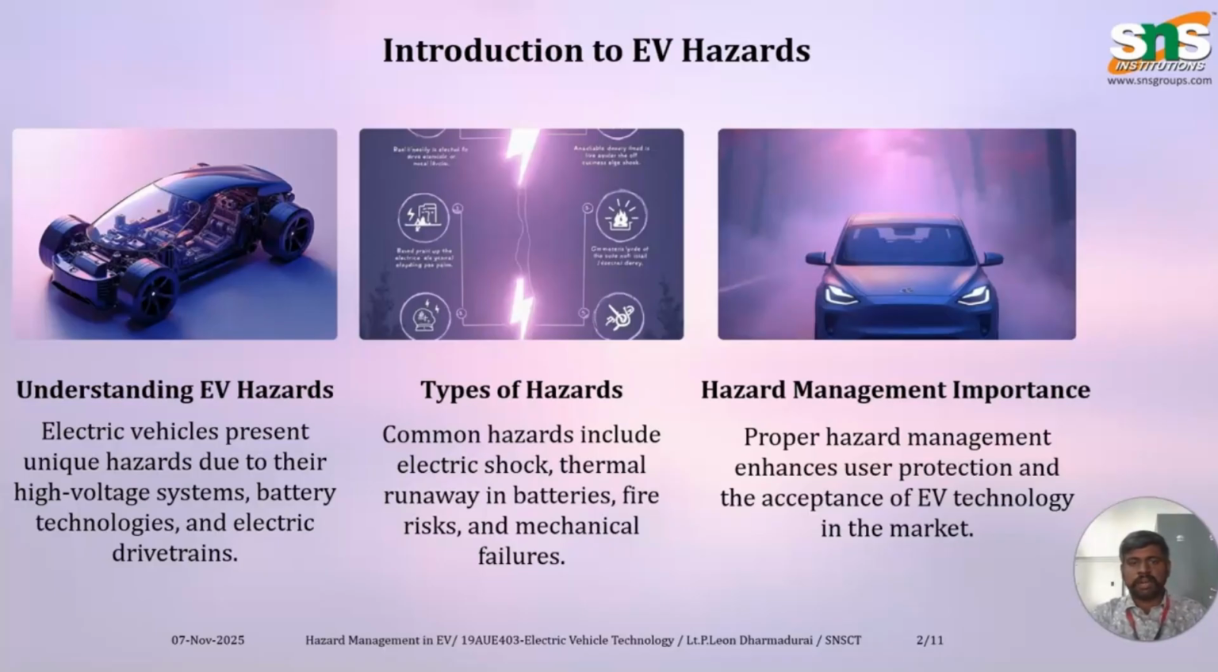The types of hazards in EVs include, first, electrical, and second, thermal runaway. When the battery starts leaking or when the battery is damaged, there will be a thermal runaway, and later it will lead to a blast. So this is also one of the hazards that we need to consider in the case of EVs, along with fire risk and mechanical failures. Comparing to the other two, the thermal runaway and electric shock, the severity of these two hazards is more.